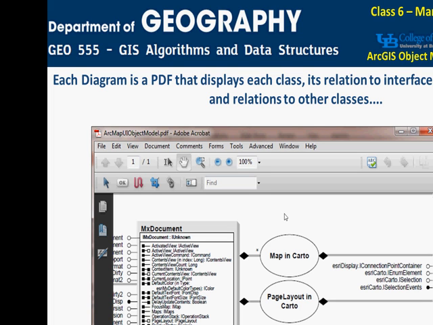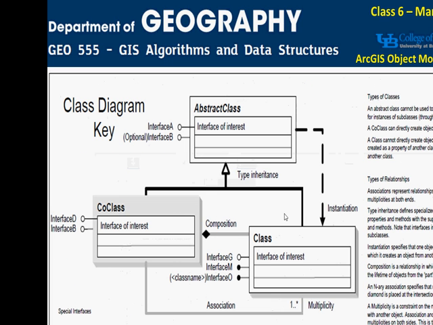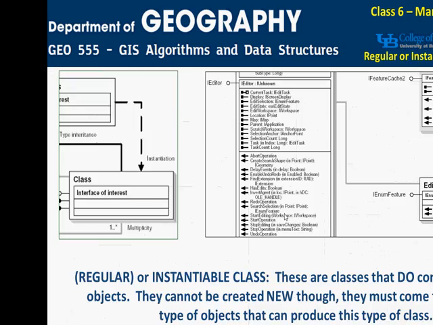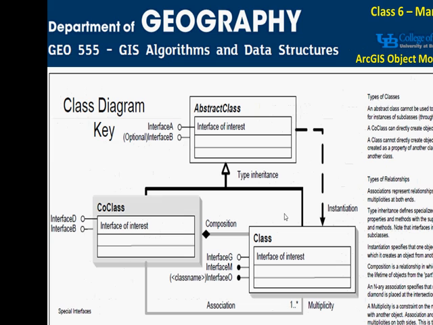What we'll do is now spend a fair amount of time defining all this specific nomenclature and what it means. And to start, on every PDF there's a class diagram key. So we have three different types of classes: an abstract class, a regular class, and a coclass. We'll talk in just a second about those.